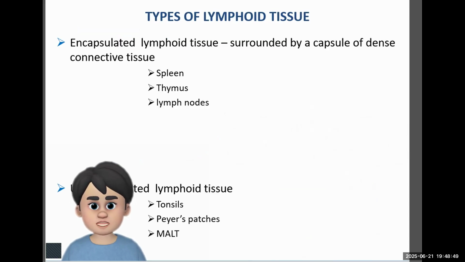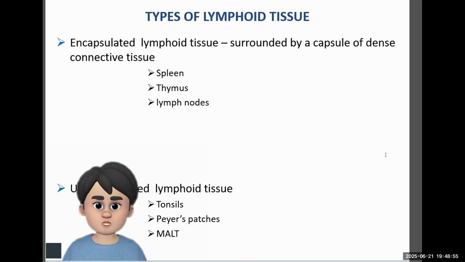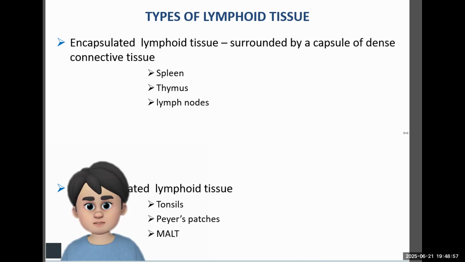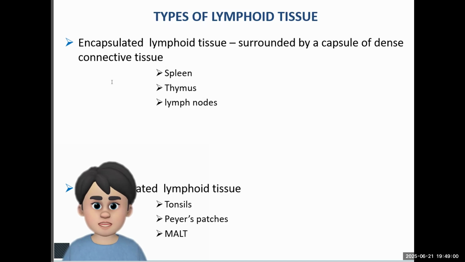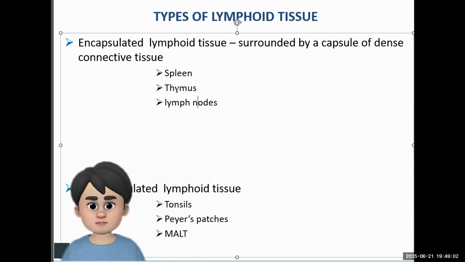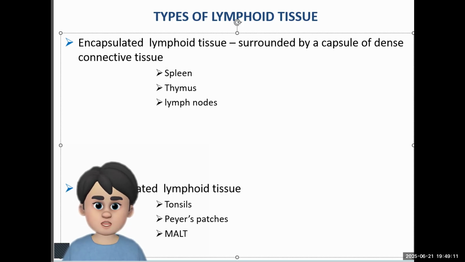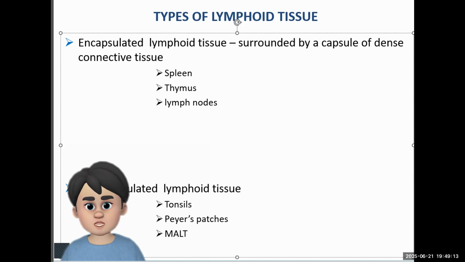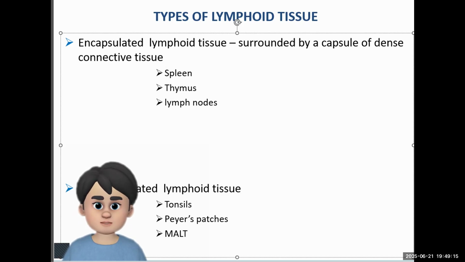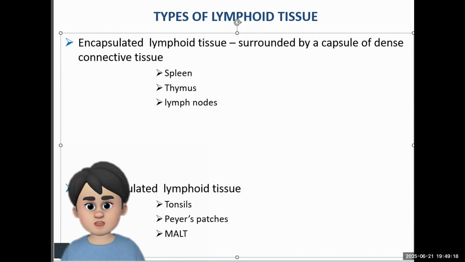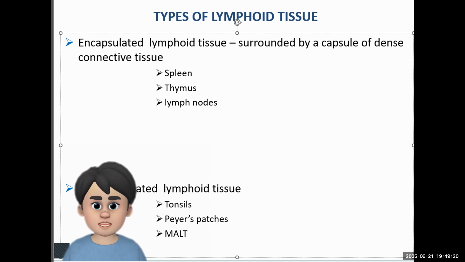Here are the types of lymphoid tissues. Encapsulated lymphoid tissues are surrounded by a capsule of dense connective tissue. So you get the spleen, thymus and lymph node, right? So now we have to talk about the spleen, so you can research it. First search about spleen anatomy, right? Where is the spleen located?